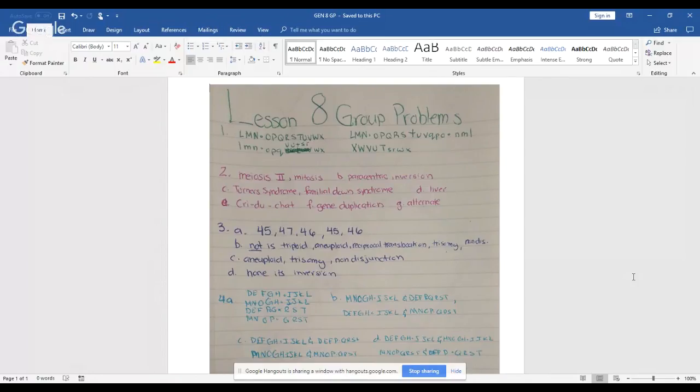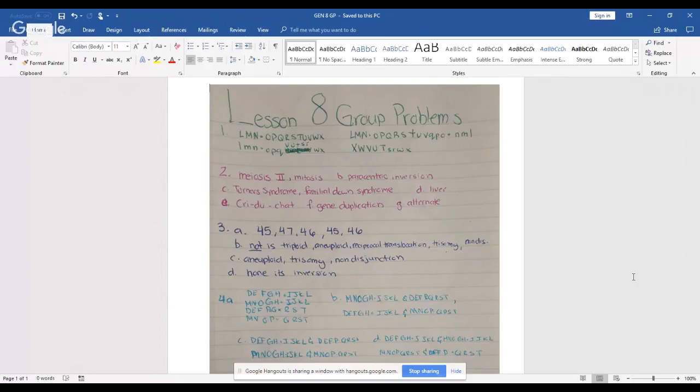Well, you'll have the two normal ones that are there, and then after the crossover, you'd have an LMN centromere OPQRSTUVQPO centromere NML. So that one's dicentric, and then you'd also have an XWVUTSRWX. For question 2 is fill in the blanks.